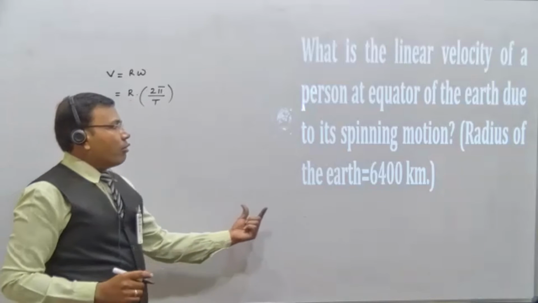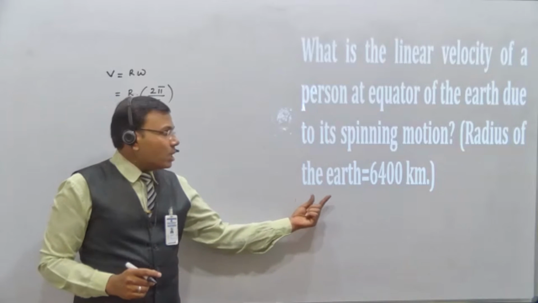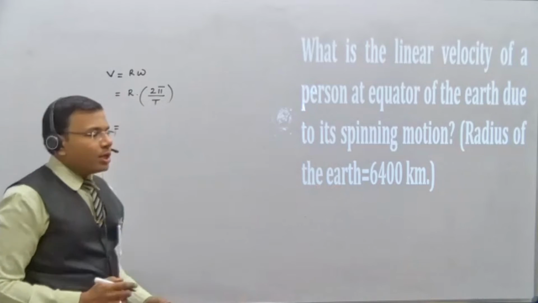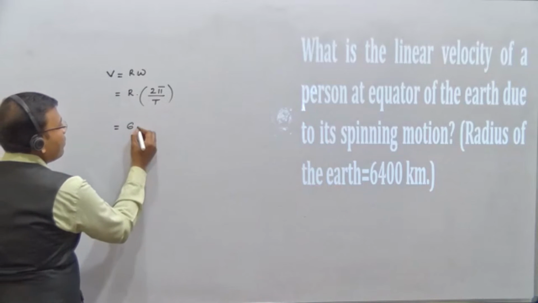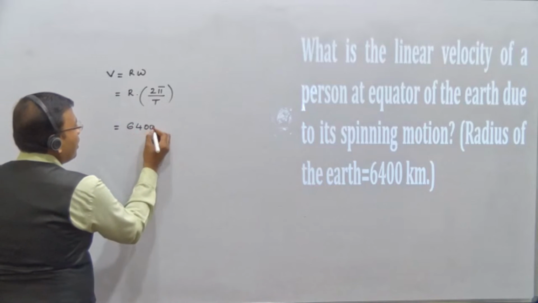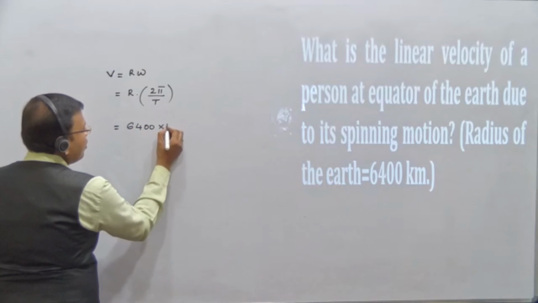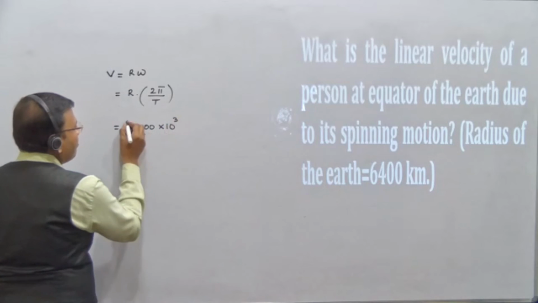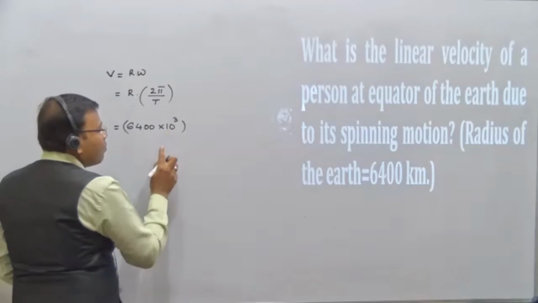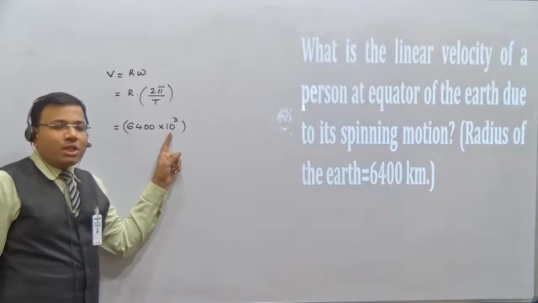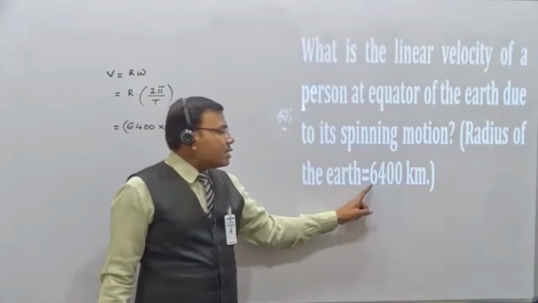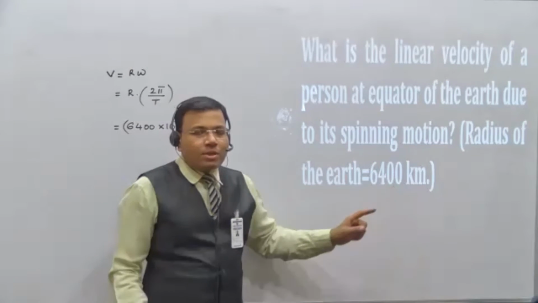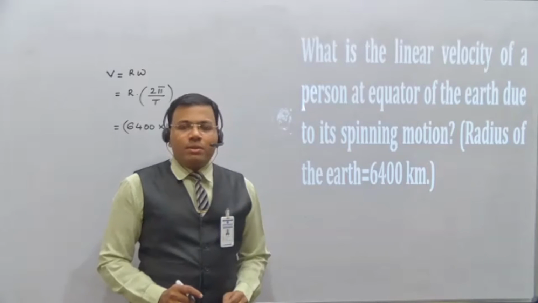Now let us go with r. What is the r? Radius of the earth. Radius of the earth is how much here? 6,400 kilometers. So I'll write the same value, 6,400 kilometers. Student, kilometers means 10 power of 3 meters. I repeat once again, why am I multiplying by 10 power of 3? The reason is that it is given as 6,400 kilometers, and I am converting kilometers into meters.